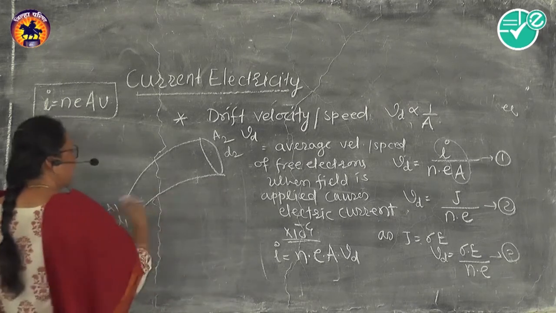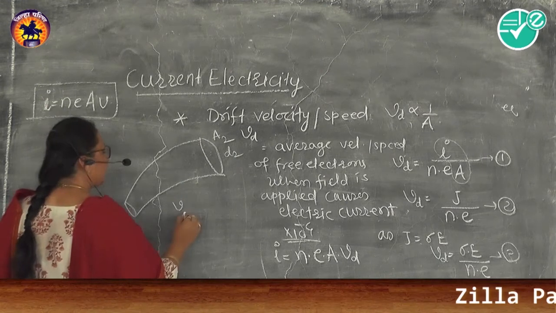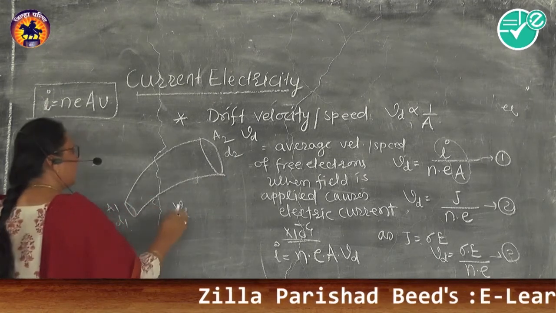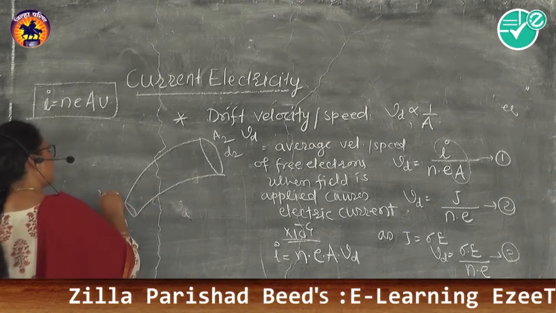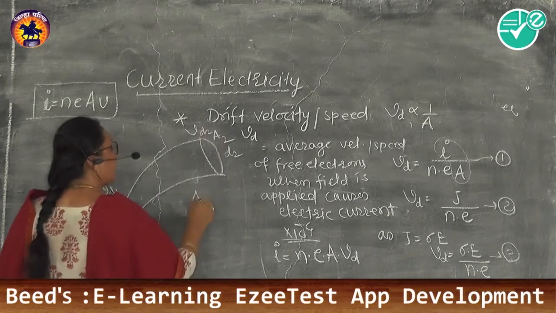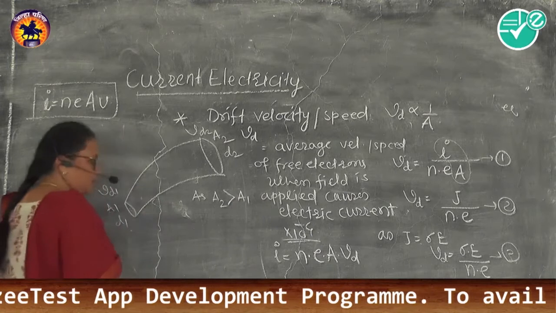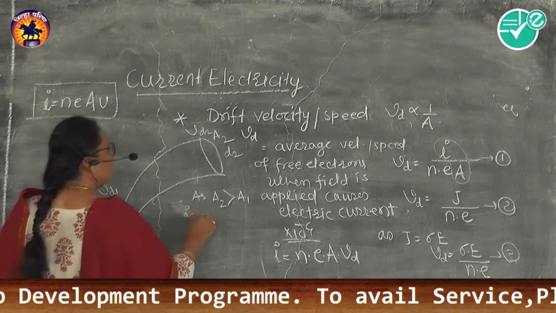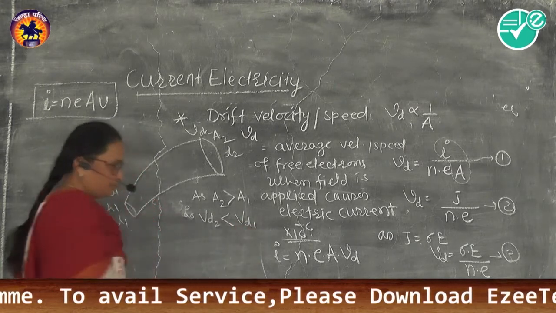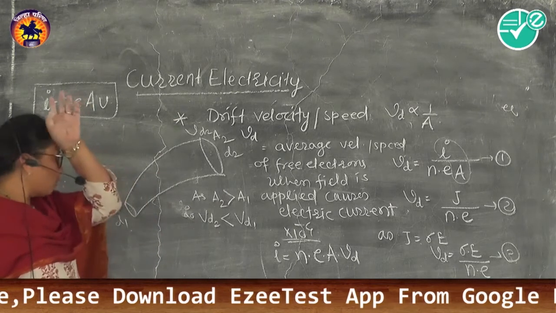That means its diameter is, suppose, here D2 and diameter is D1. Then we can conclude for the same conductor that this drift speed, as it is inversely proportional to area, so drift speed at this one, suppose Vd1, and here Vd2, as A2 is greater than A1, therefore Vd2 is less than Vd1, because drift speed is inversely proportional to area of cross section.